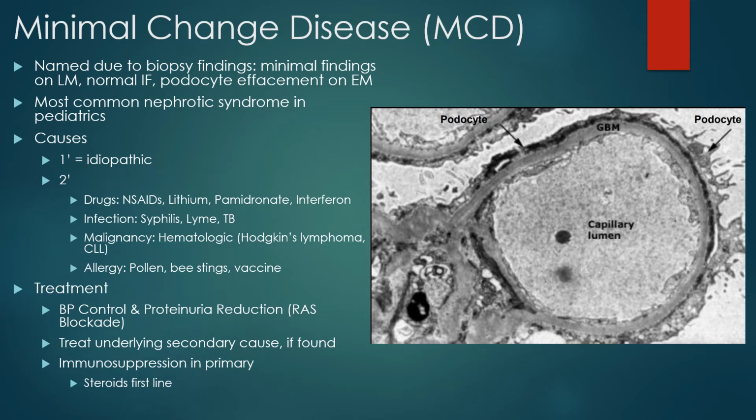Treatment for minimal change disease includes blood pressure control and proteinuria reduction using an ACE inhibitor, treating an underlying secondary cause, such as stopping an offending medication if found, and for primary minimal change disease, immunosuppression is generally used, with steroids being first line.